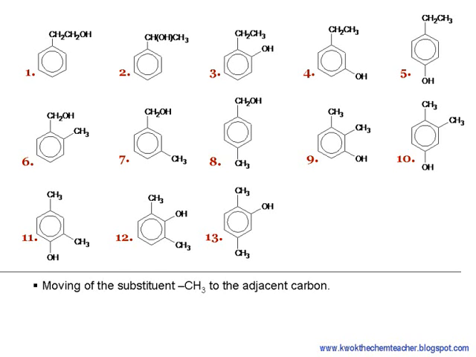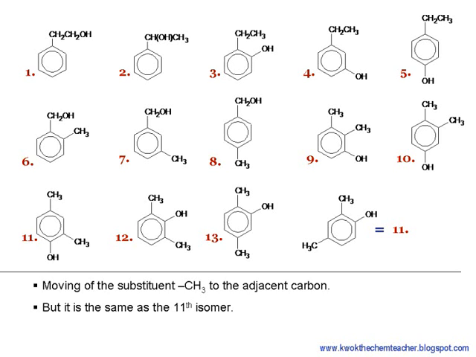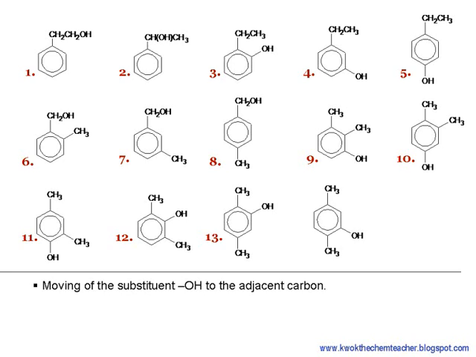We will try to move the methyl substituent to the adjacent carbon atom, and indeed we will get the 13th isomer. However, moving the methyl substituent again to an adjacent carbon atom gives me one identical to the 11th isomer. Moving the OH substituent to another adjacent carbon atom will actually give me an isomer that is identical to isomer number 13.